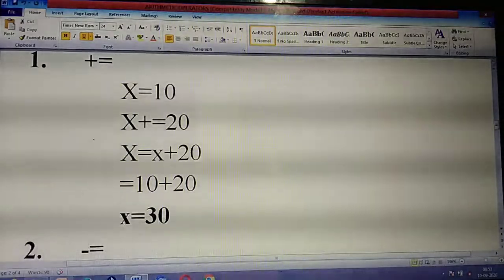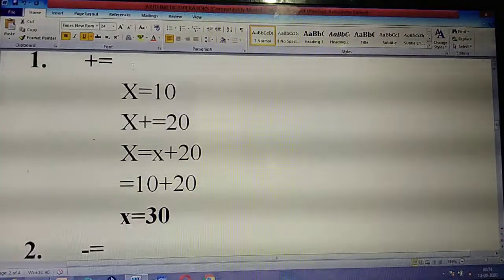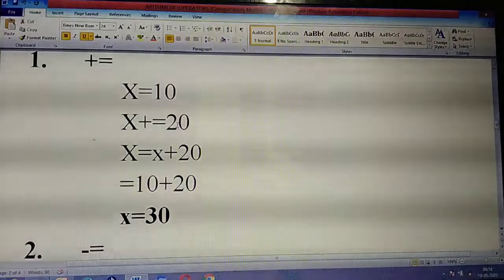So the value of x they have given us is 10. First operator, x plus equal to. What's the meaning of x plus equal to? That means small x plus 20. What's the value of small x? 10. 10 plus 20, the answer you get is 30. Now what's the value of x? 30. Understand?